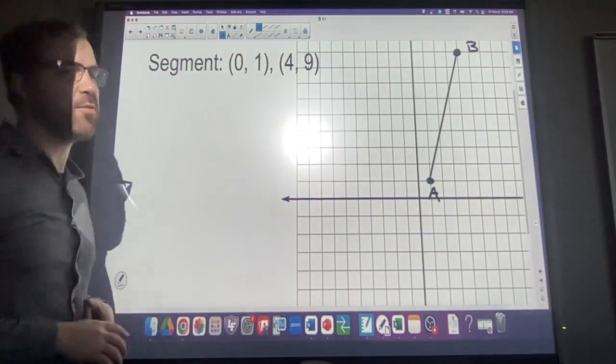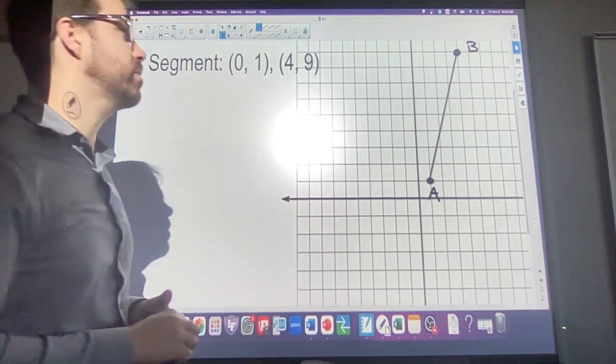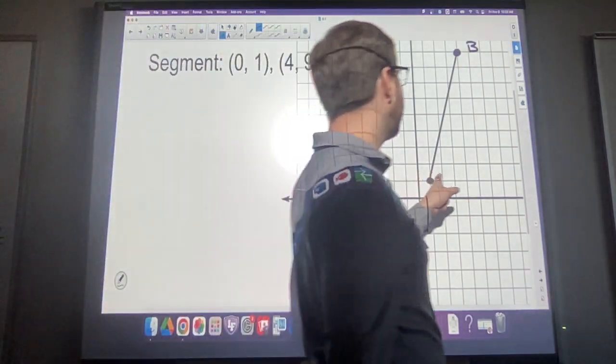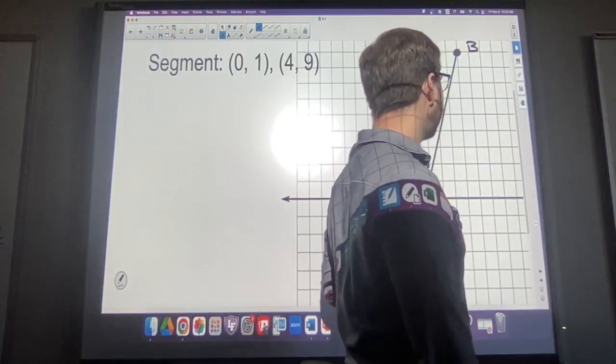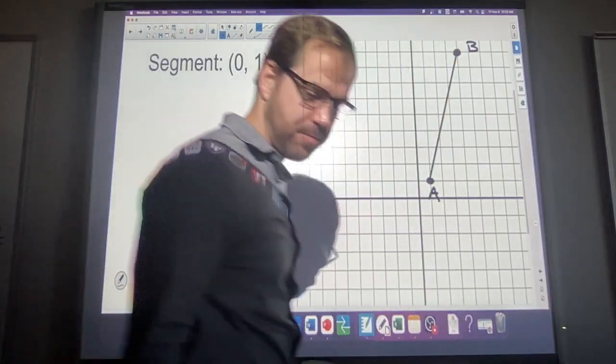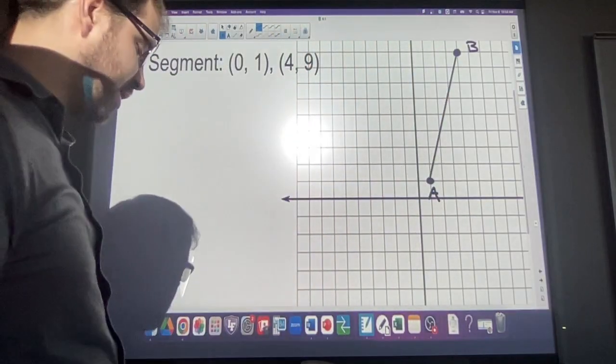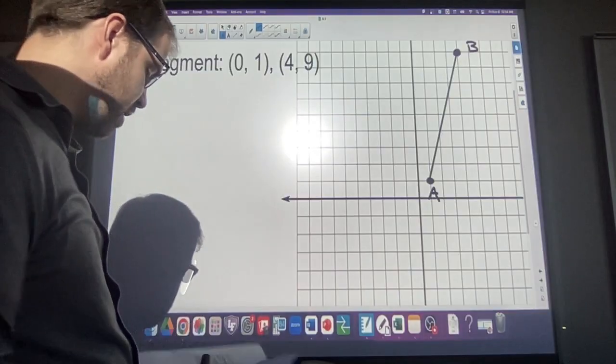Okay, so if I want to bisect this, I need the midpoint. So I need to find what's halfway between A and B left and right, and then what's halfway between them up and down. Now we are going to end up with some decimals here, but it should work out just fine in the end.